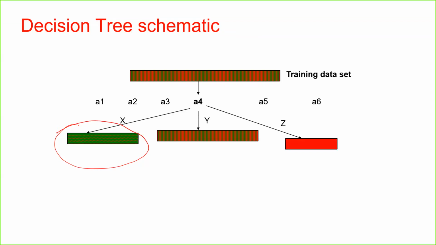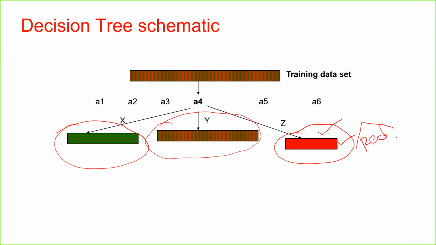All these are the instances with a value X on attribute 4. And all these are the instances with the value Y at attribute 4. And all these are the instances with A4 equal to Z, right? So if you see, this node is a pure node. All the instances belong to a single class. That is why it is indicated with a plain color, red. So all the instances belong to a single class. It is a pure node. Therefore, you can assign a label red to all the instances. You can make it a leaf node.